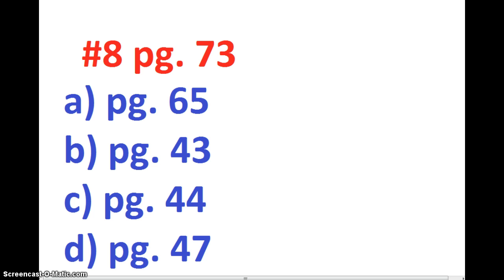And the final problem on page 73 has 4 steps. Make sure you do all 4. Here's page numbers that can really help you get started with each of the steps.